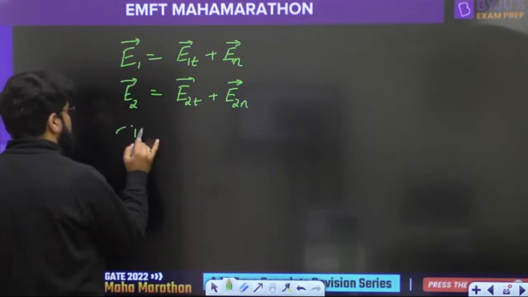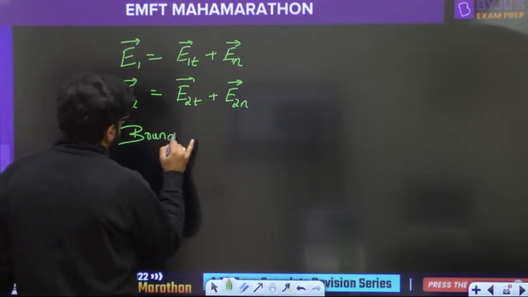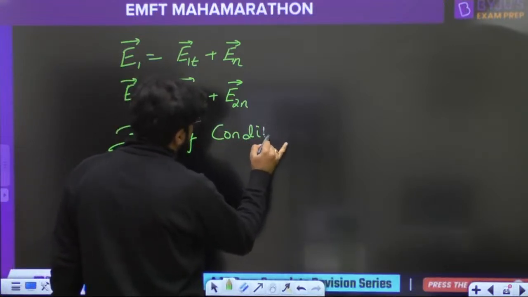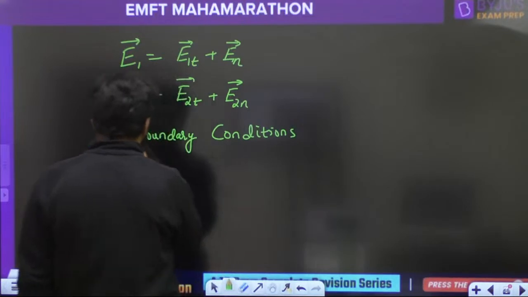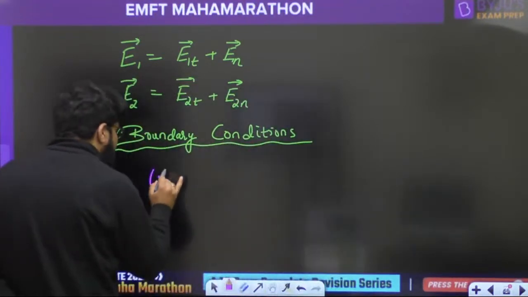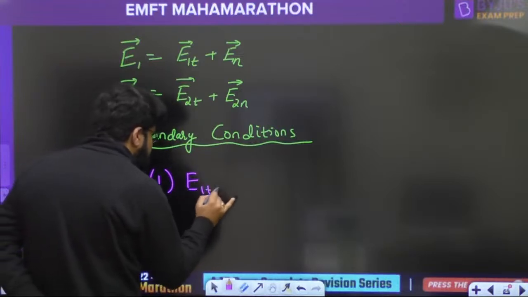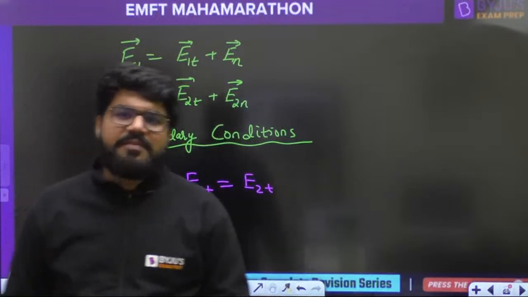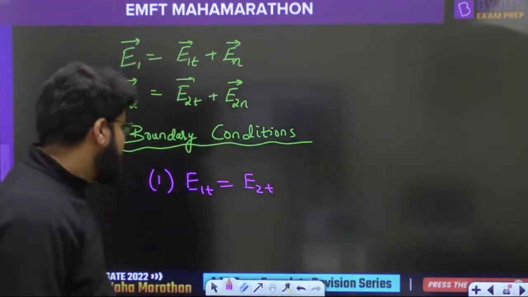Let me simply call it boundary conditions. With respect to the electric field, the boundary conditions that you must remember are, number one, the tangential components of both the fields will always be equal. E1T is equal to E2T, right?